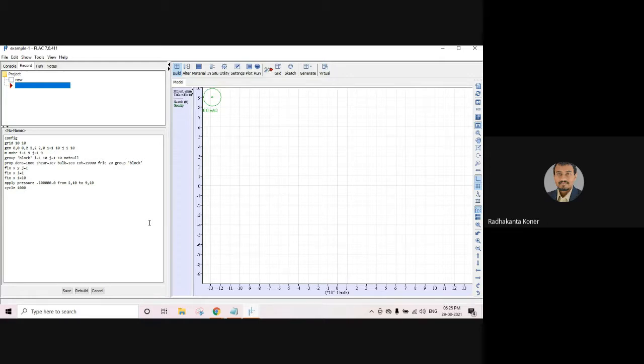The second line is that my dimension is 2 meter by 2 meter. That is the block I am considering. In the initial window we have considered SI units, so 2 meter by 2 meter means 200 centimeter by 200 centimeter is the block.